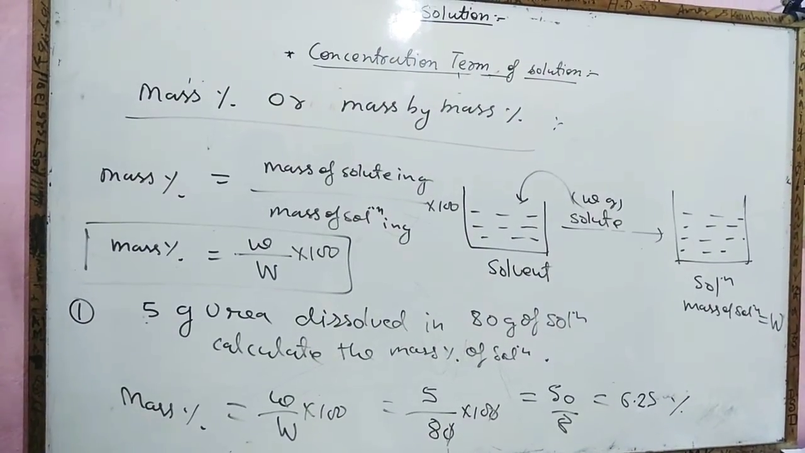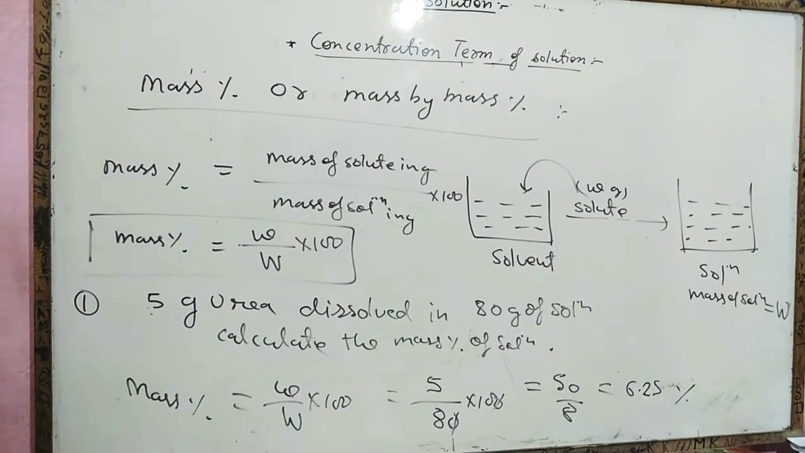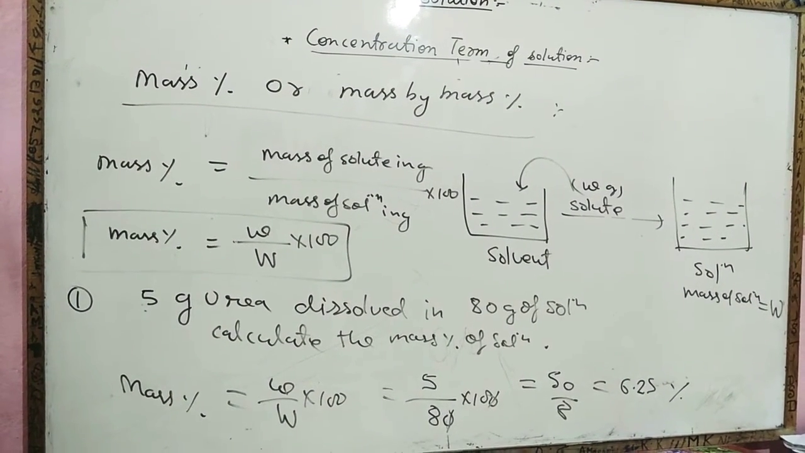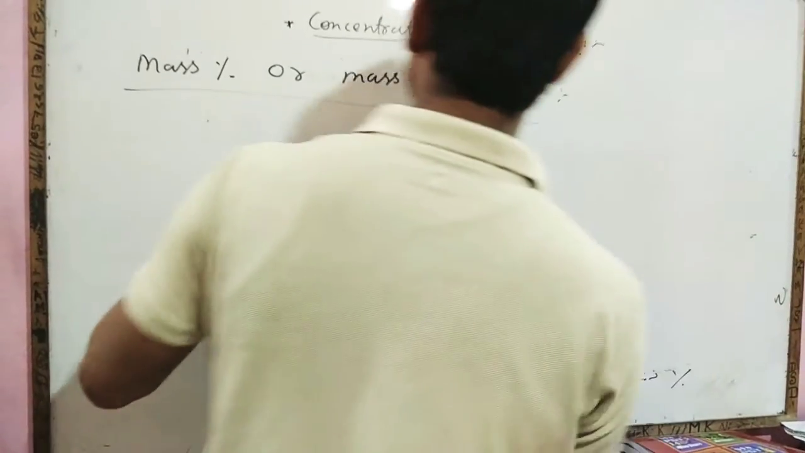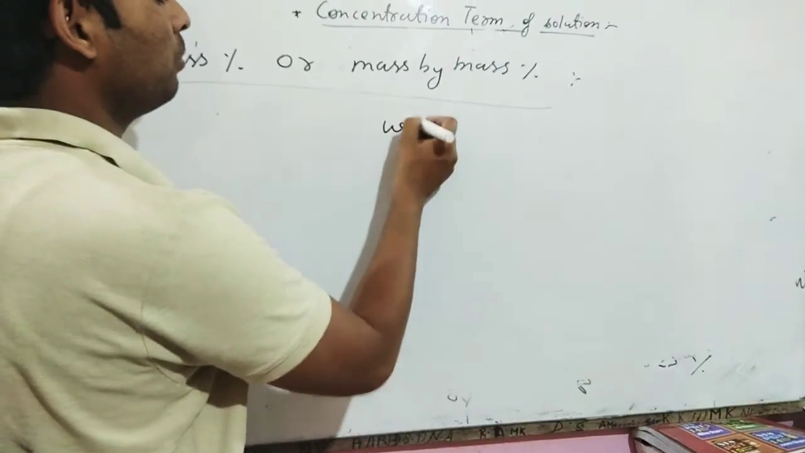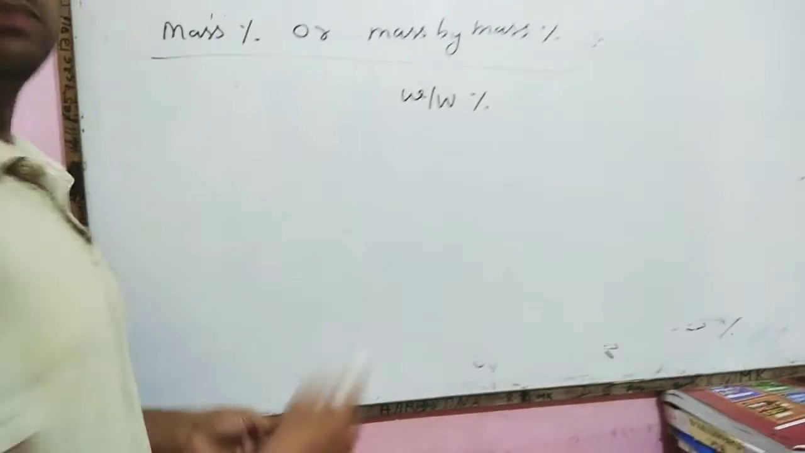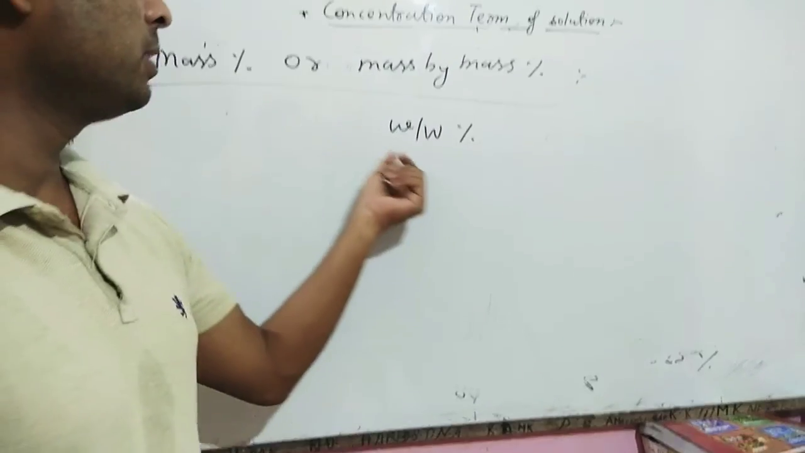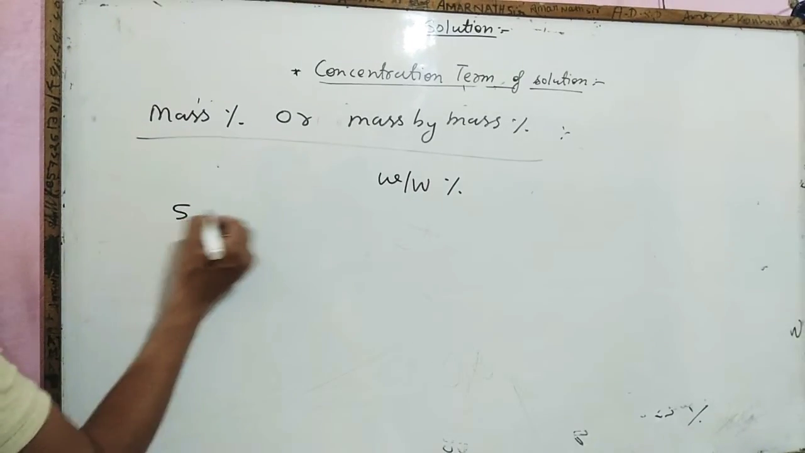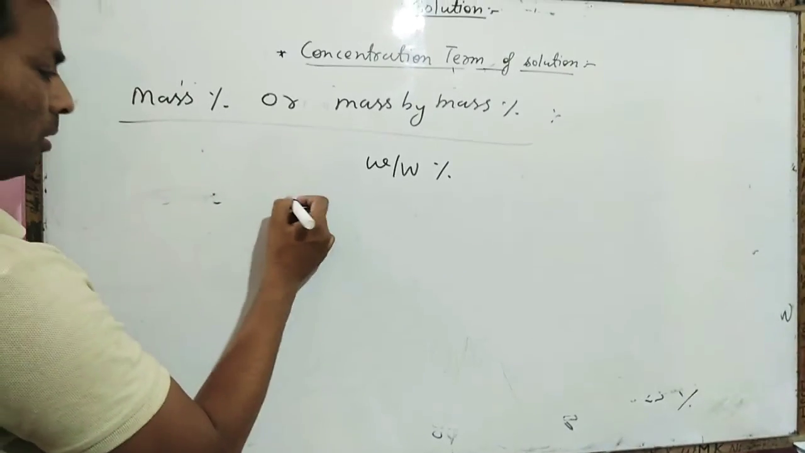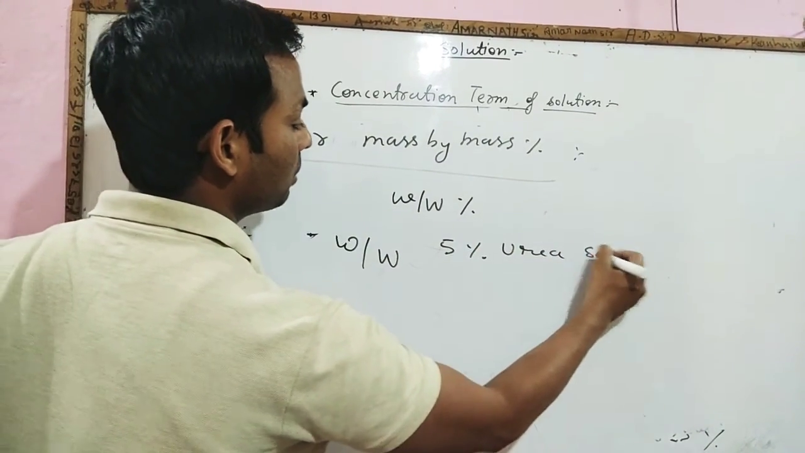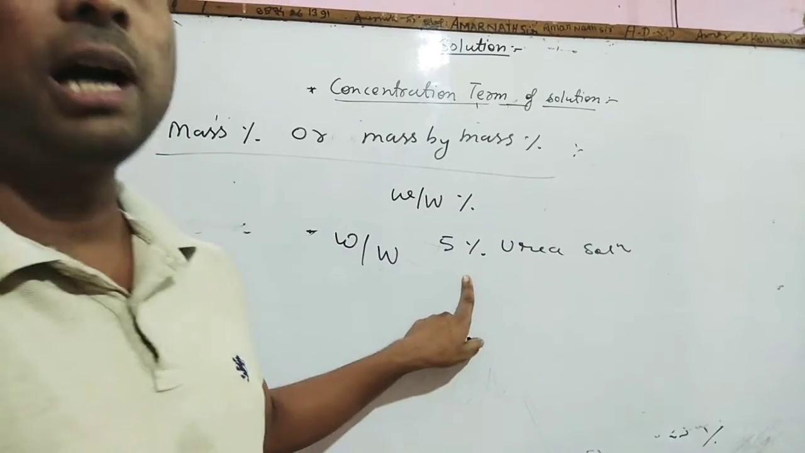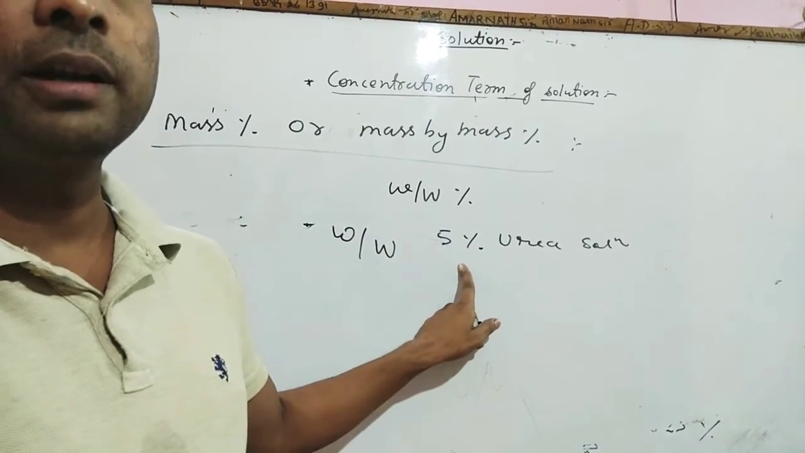Okay, now the second one. One more important point: mass by mass percentage is also represented by W by W percentage. If any question has W by W percentage, suppose 5% W by W urea solution, it means 5 gram urea is present in 100 gram of solution.